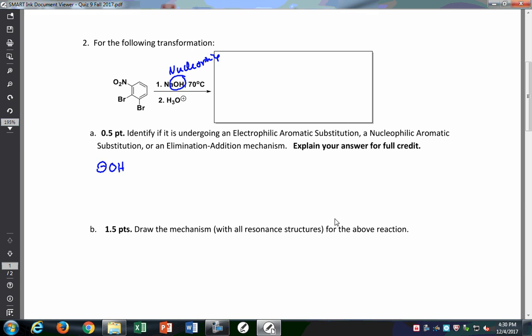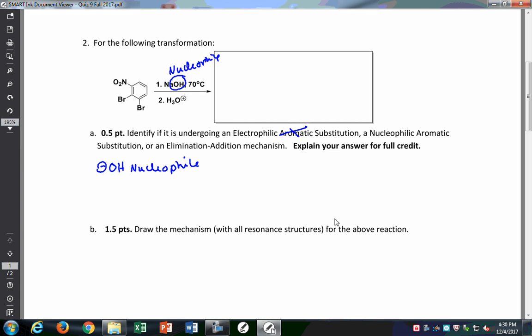So clearly it's not electrophilic aromatic substitution, because that's when a ring is reacting with an electrophile. And this is not an electrophile. Now, we have to have a leaving group in both nucleophilic aromatic substitution and elimination addition mechanisms, but if we have a leaving group where we have an electron withdrawing group ortho or para to it, then we're not going to get elimination addition, because that benzyne ring is too unstable to push it to go through that.